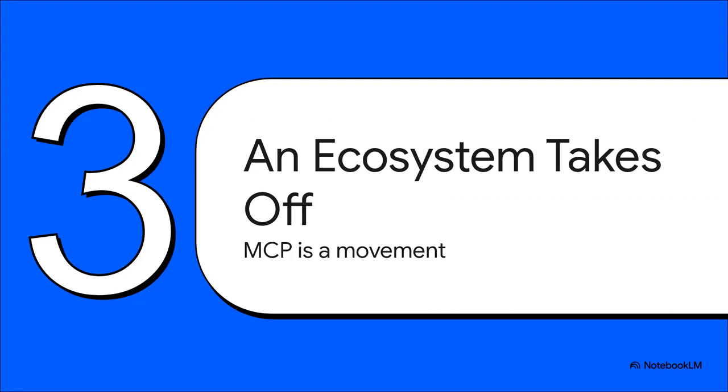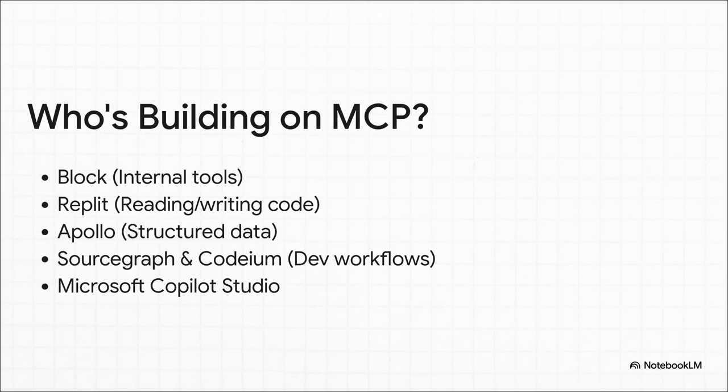Simple, right? And look, this isn't just some clever idea stuck on a whiteboard. This is really happening. MCP is quickly turning into a full-blown movement. It's becoming the new backbone that connects AI to, well, everything. So let's take a look at who's already building on this. The list of who's already using it is pretty impressive. It really shows how flexible this is. You've got major players like Block using it for their own internal tools. Replit is using it to let AI literally read and write code inside their platform. Then you have SourceGraph and Codium for developer workflows, and even Microsoft is getting in on the action with Copilot Studio. I mean, this is real-world validation, big time.